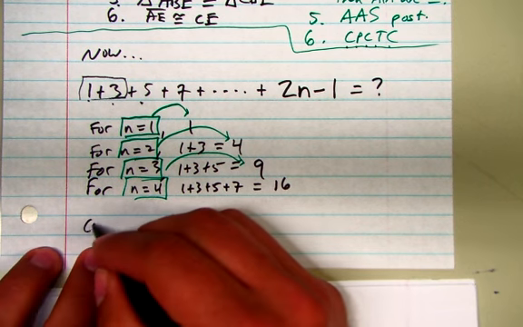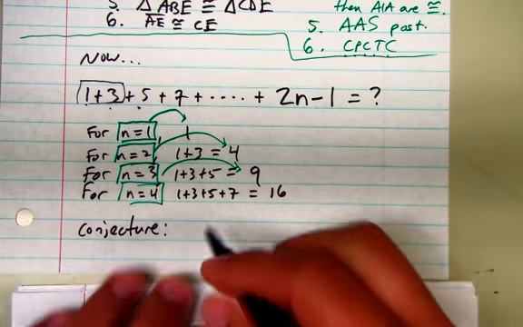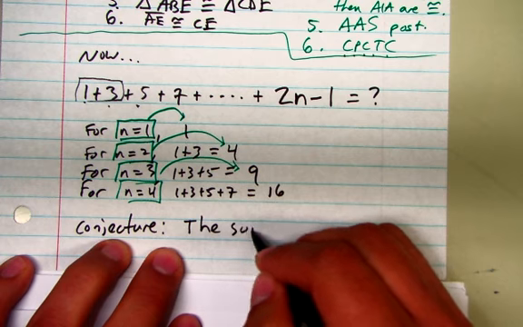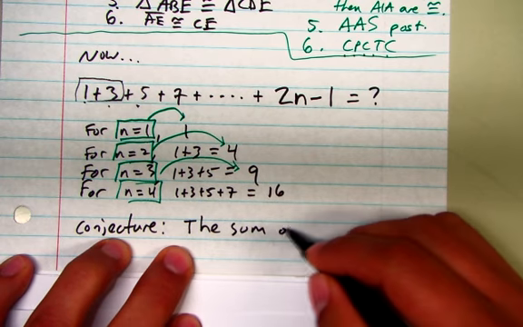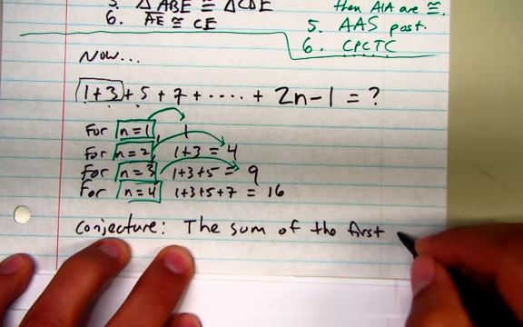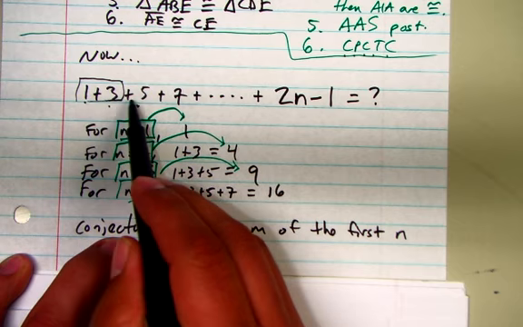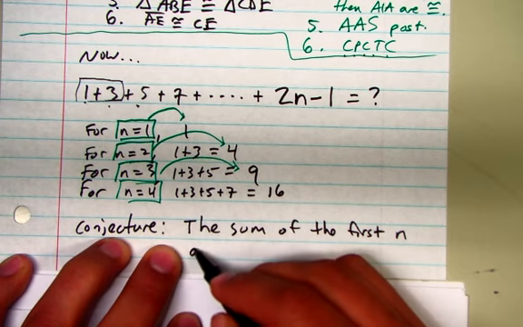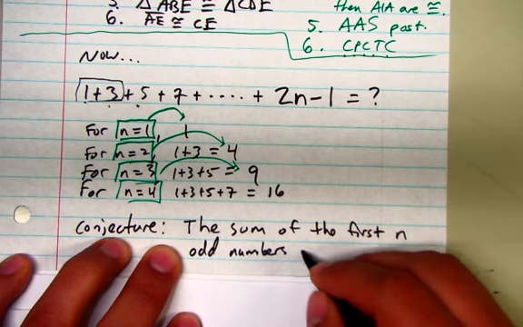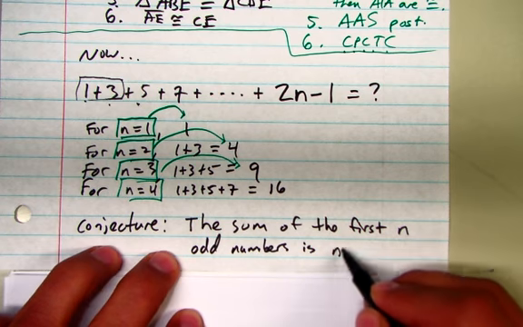Let's write that down. So our conjecture is that, if we'll do fancy words now, the sum, that means we're adding things, right? Of the first whatever numbers, we'll call them n. The first n, and these are all what kind of numbers? All odd. So the sum of the first n odd numbers is what? The square. The square of whatever n is. So that's our conjecture.